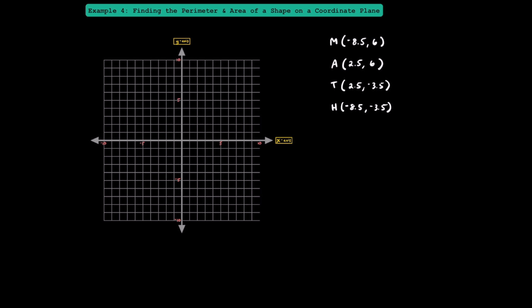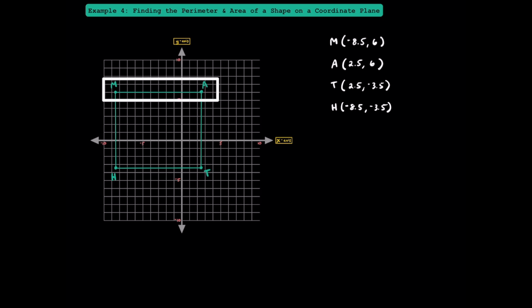Pause the video and try to find the area and perimeter of the rectangle formed by the letters M, A, T, H. Plot these points down and see if you can find the area and perimeter. Here's M, here's A, here's T, and here's H. Connecting these 4 points, we get a rectangle.